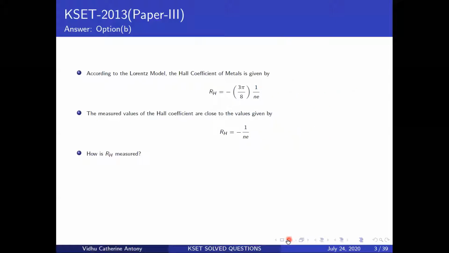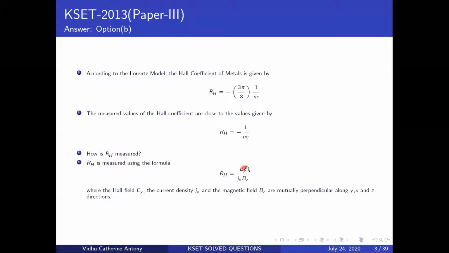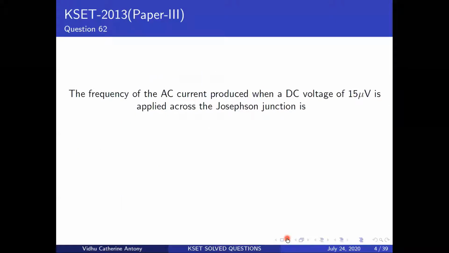So how is your RH measured? Basically you take the electric field and divide it by the current density and the magnetic field. That's how your RH is measured when you do the experiment. Okay, let's move on to the next one.